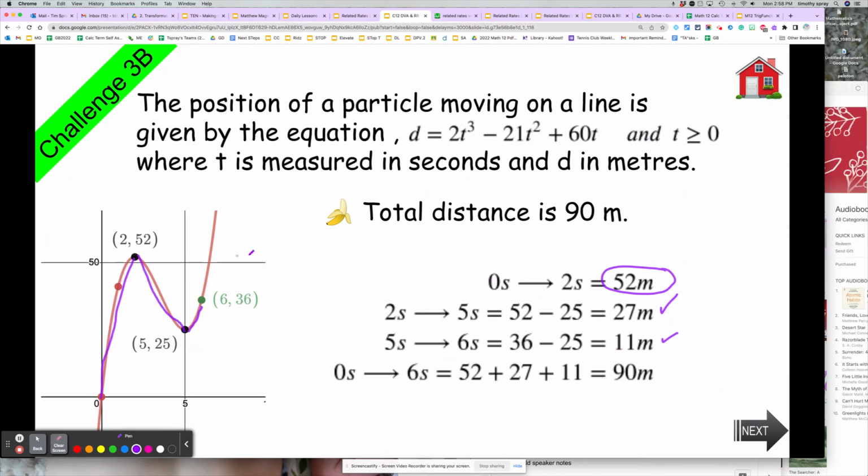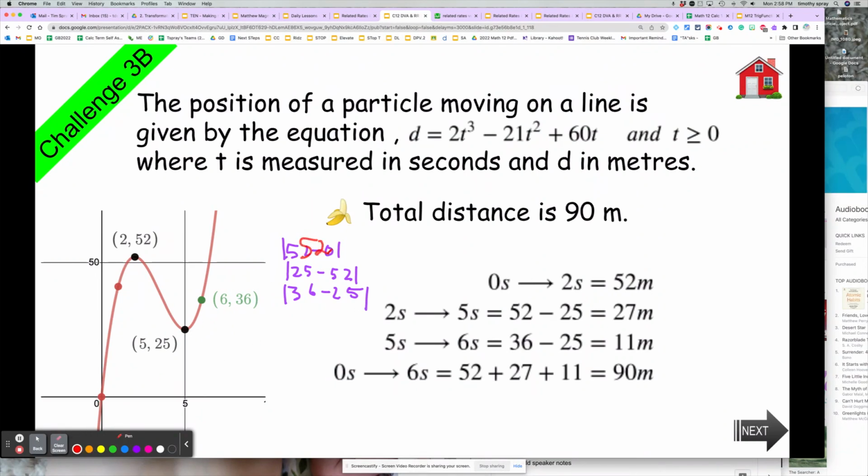Now, some of you may have noticed that we went 52 minus 0, and then we went 25 minus 52, and then we went 36 minus 25. Notice over there, I mixed the order up. So the better way of doing it would be using absolute value brackets. And basically what that does is we know that 52 minus 0 is 52. So that equals 52. And we know that 25 minus 52 is negative 27.